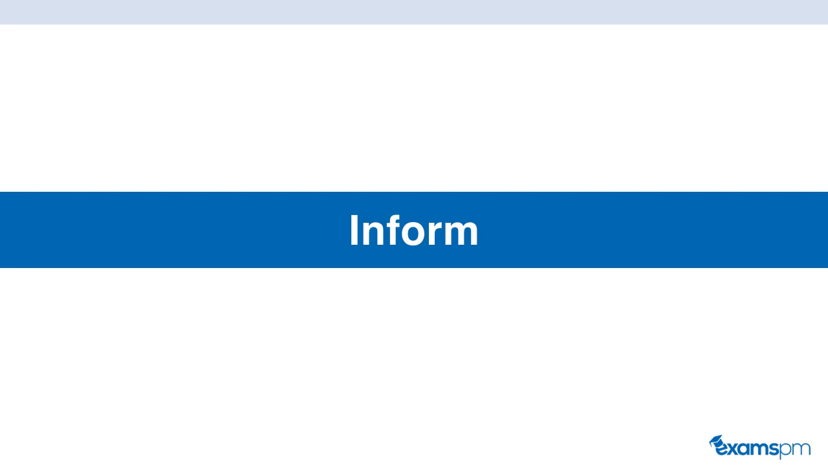Lastly, we have inform. These team members have no direct involvement in the particular task, but are kept informed about the progress of the task in question. They have the potential to be a replacement if other team members leave the project or are assigned elsewhere. There is one-way communication with this group of team members.